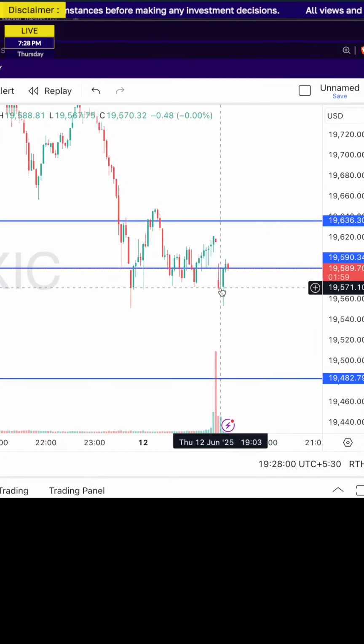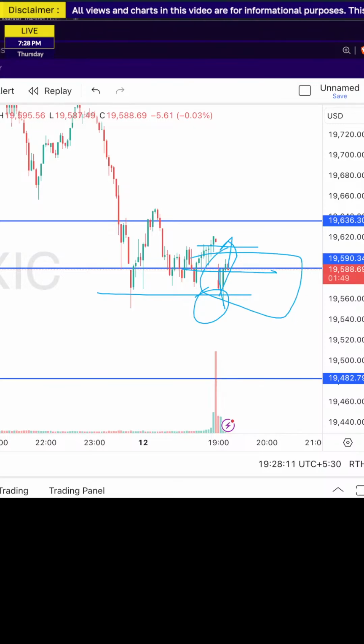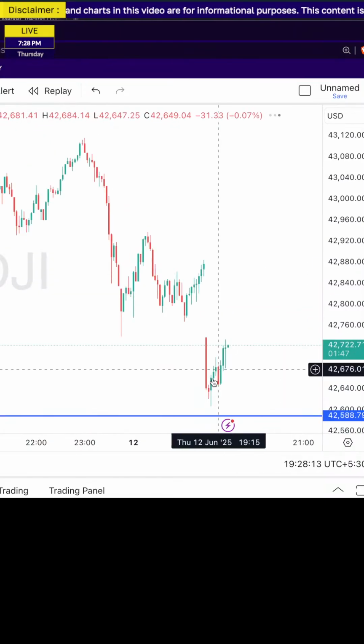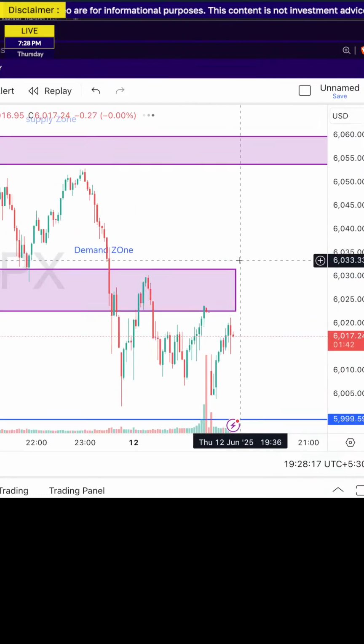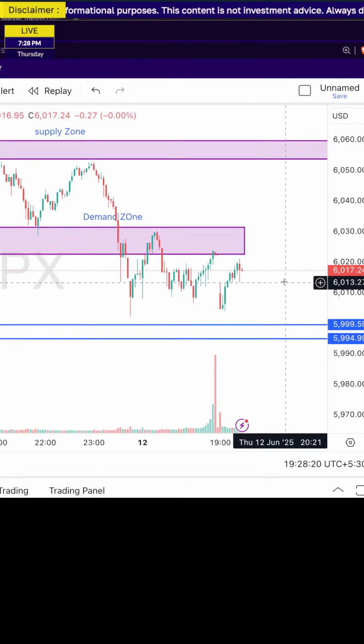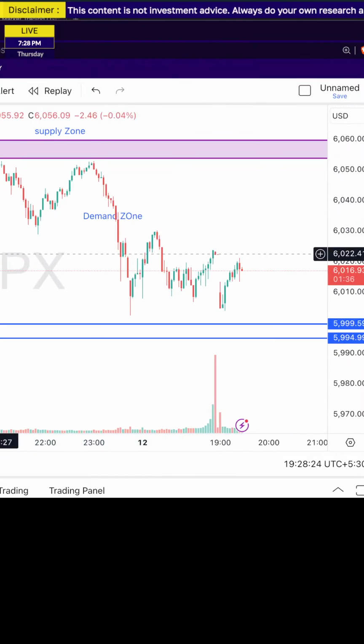Nasdaq, it went down, took support, again it's holding on. People might think it will cover the gap. This area is also indecision. Dow Jones, bearish candle, it is strong. It's okay. This demand zone and all is not valid today. Yesterday I gave this demand zone.